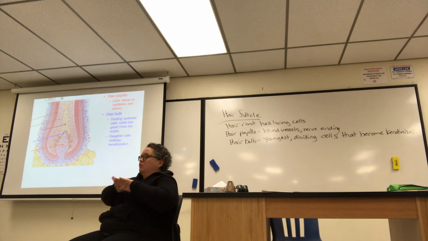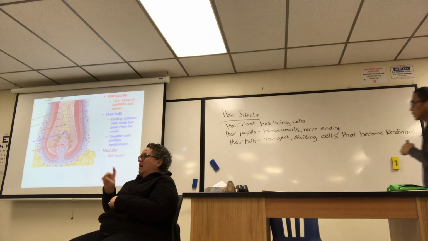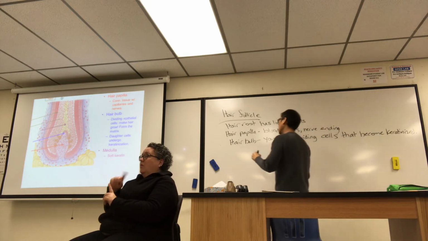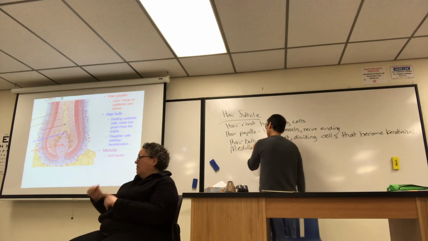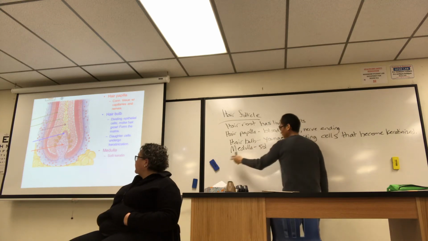So as hair grows, the young cells in the middle are getting pushed to the outer part. So right in the middle is called the medulla. The cells are lightly keratinized, and as they get pushed to the outer layers, they become more keratinized. So where I have that purple arrow pointing right to the middle is called the medulla. Where the cells have soft keratin.